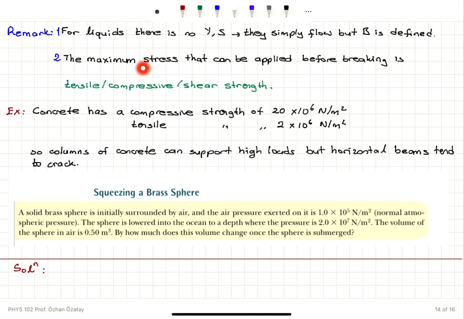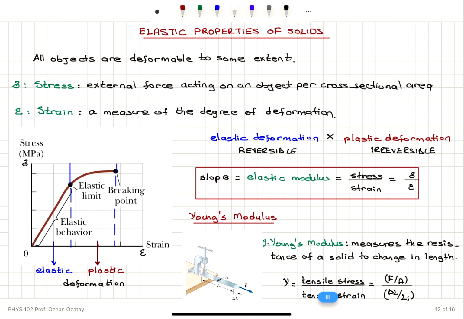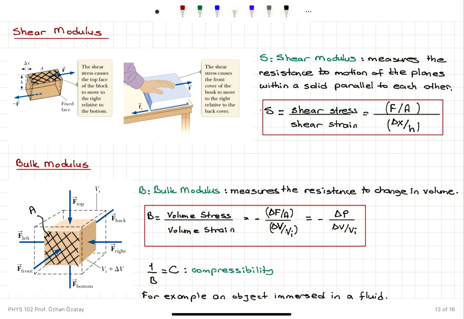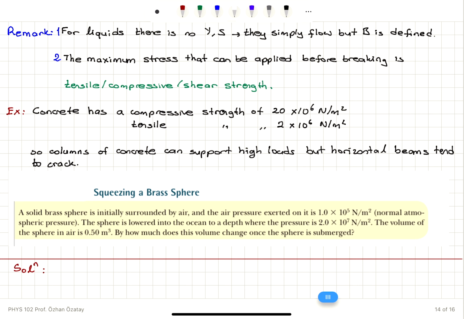Number two, the maximum stress that can be applied before breaking is called tensile, compressive, or shear strength, depending on which scenario we're talking about. So that's basically this maximum stress we can apply here. And after that point, we have permanent damage in the sample. It breaks.